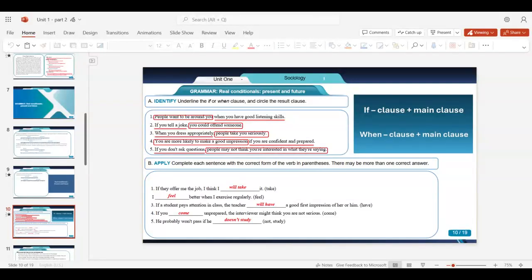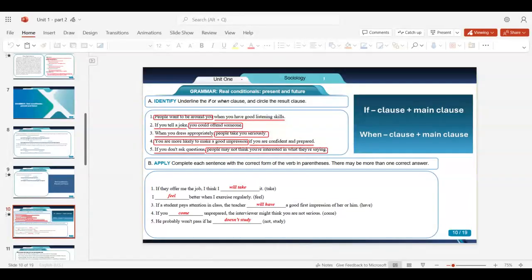The circle is for the result clause. When clause, you can easily find it starts with when, or if clause, it starts with if. So we underline this one. If you tell a joke, if clause, you could offend someone, result. When you dress appropriately, when clause, people take you seriously, result. You are more likely to make a good impression. So, result, if you are confident and prepared, if clause.